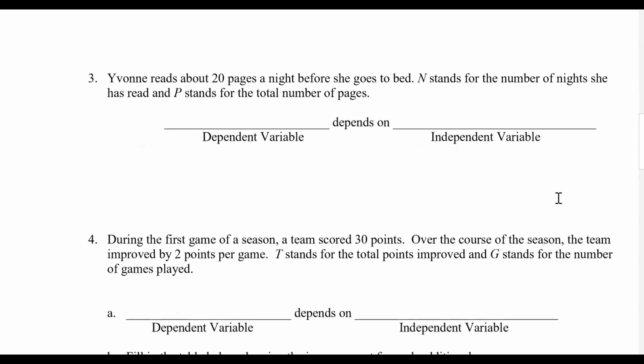All right, let's move on to number 3. Number 3 says, Yvonne reads about 20 pages a night before she goes to bed. Let's let N stand for the number of nights she has read, and P stand for the total number of pages. So I'll give you just a minute to fill in the blanks.